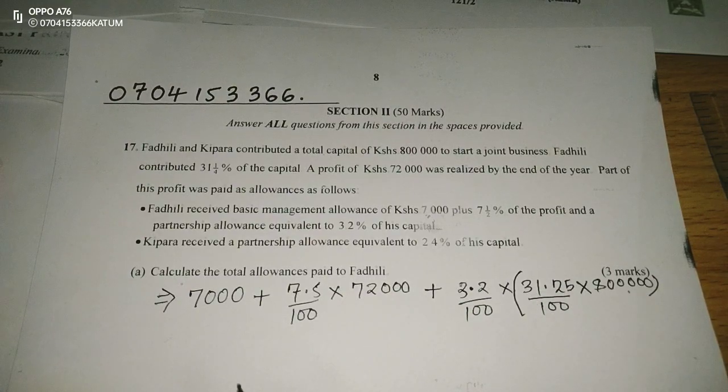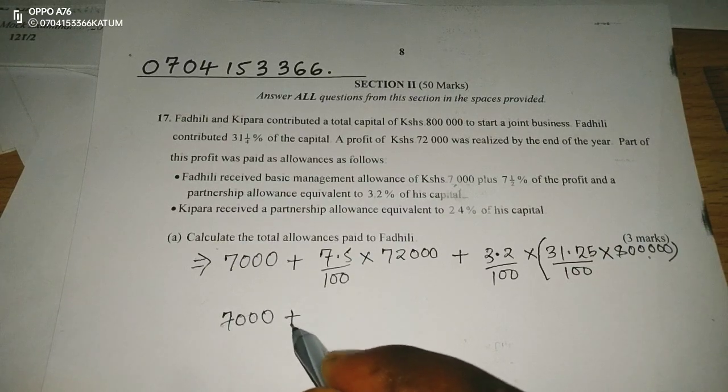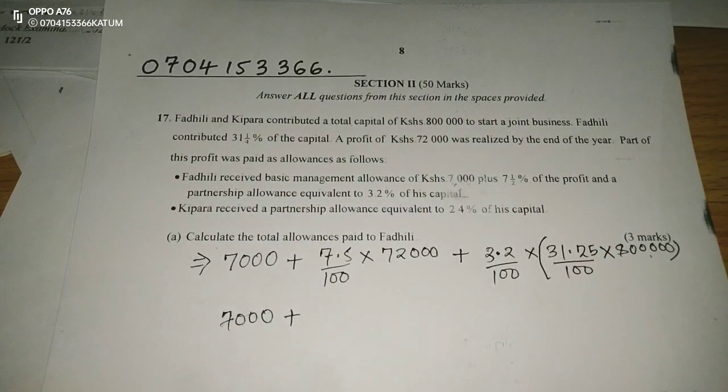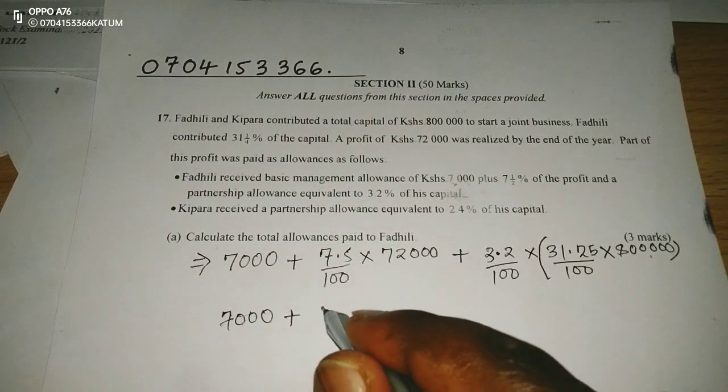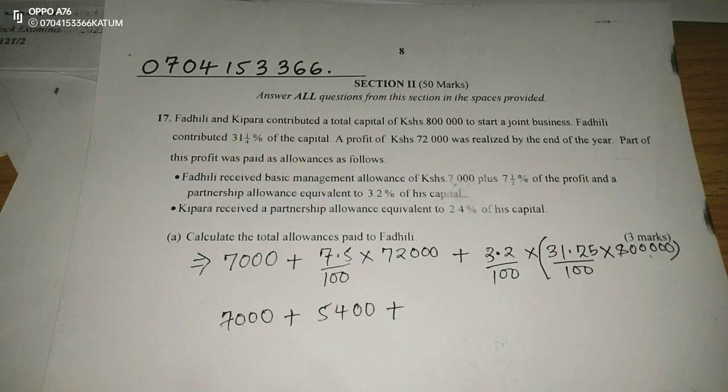So we're going to have 7,000 plus 7.5% of 72,000, which is going to be 5,400. Then plus, on this side, I will begin by first of all getting 31.25% of 800,000. This is going to be 250,000.